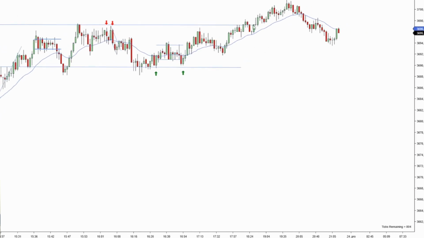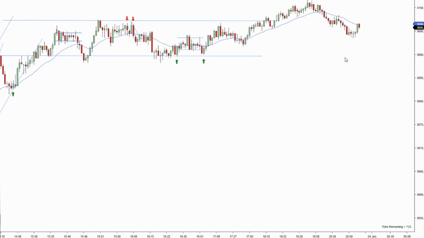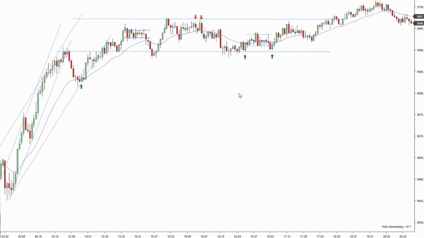But unfortunately, there's a bunch of first entries, and we are reversing down, and the market is just too slow, I think, for us to risk taking anything.